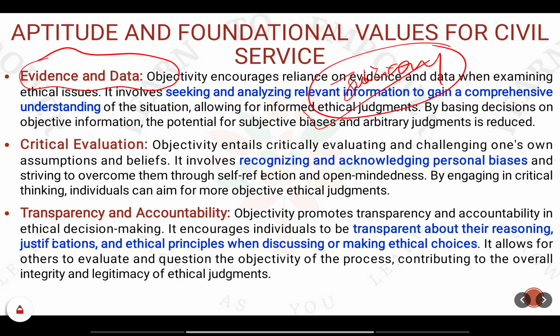Now the next important aspect is critical evaluation. You will recognize the information that you got. You will be moving away from your personal biases, acknowledging that you have personal biases, but you will not let those personal biases influence the decision making. Over a period of time, this ensures transparency and accountability in the system.